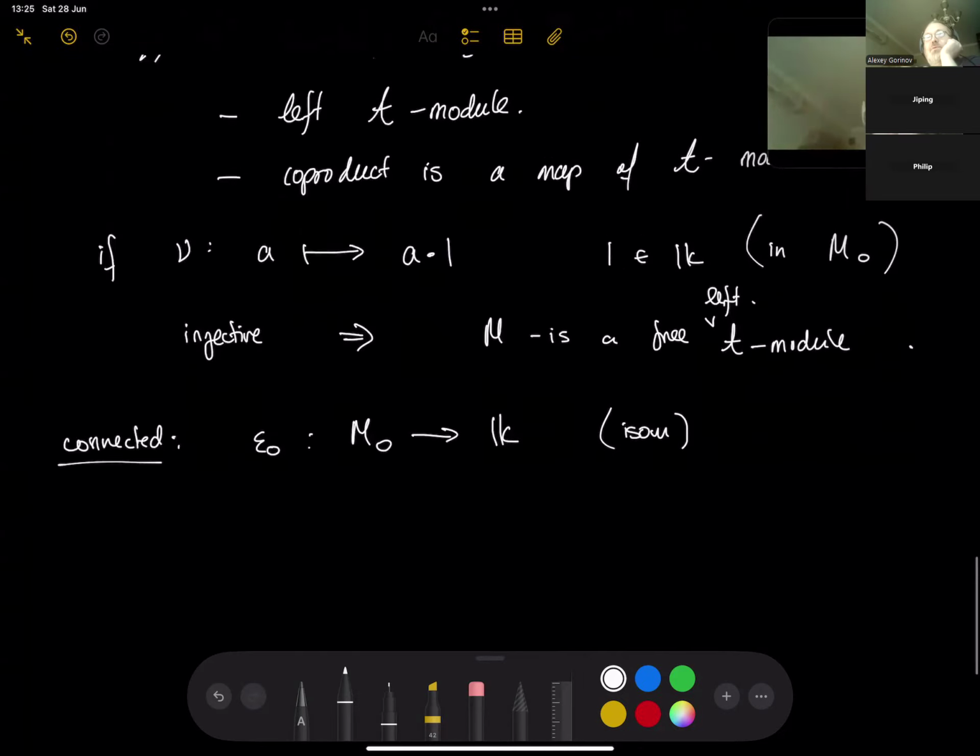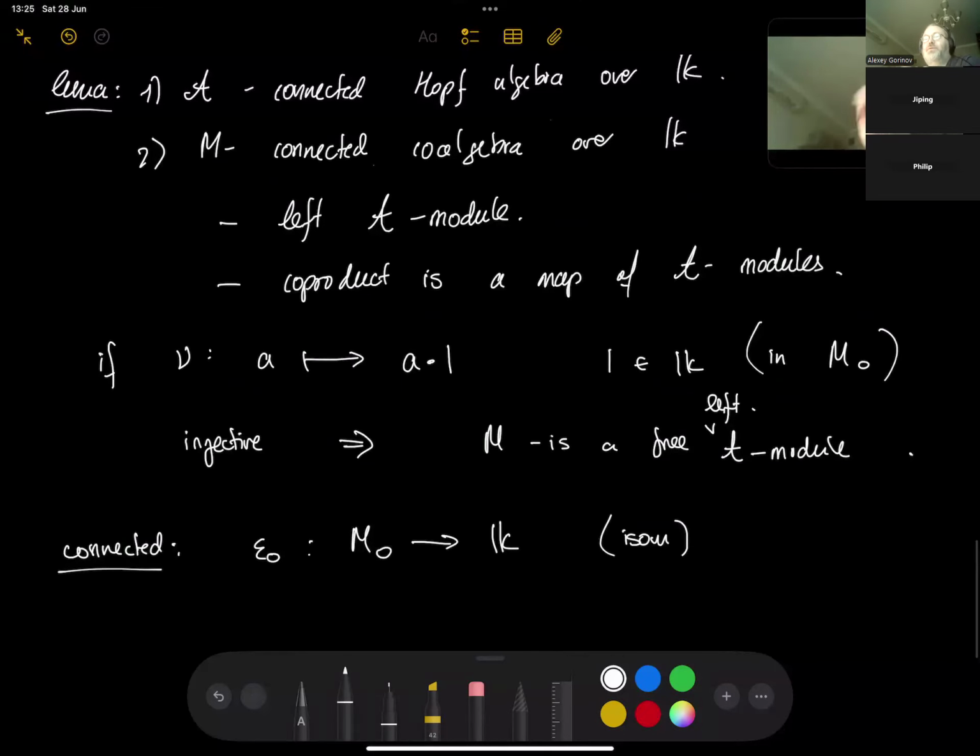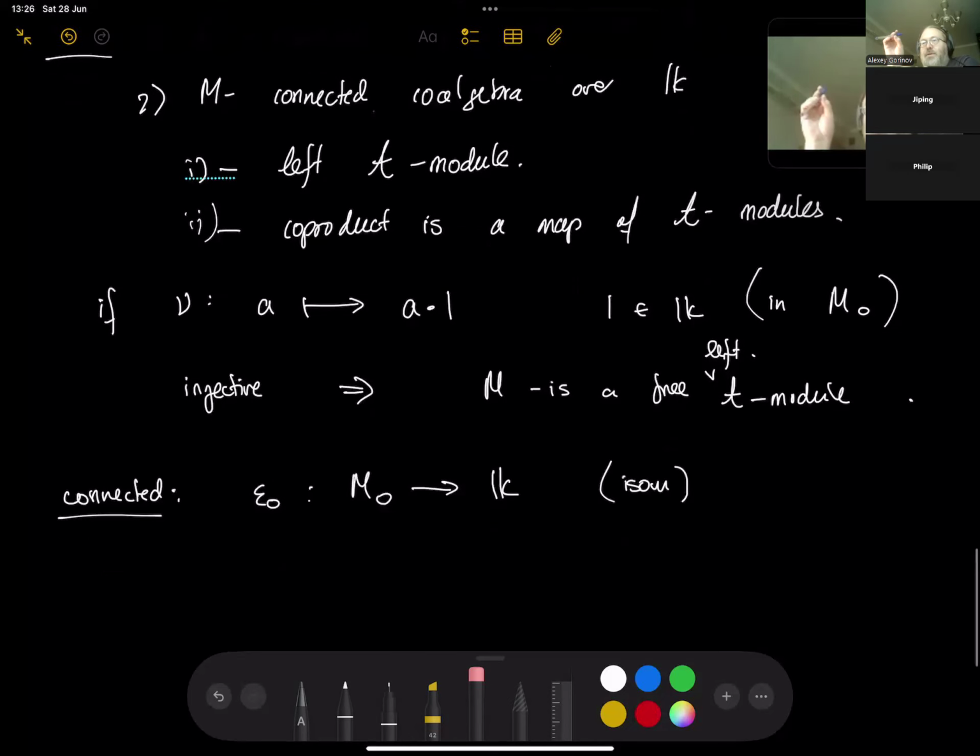Let's come back to property 3. Jiping, do you understand what it says? Property 3? The co-product? No, the last one. It's not 3. So this one, the one at the bottom. If mu or v is surjective, then M is free.